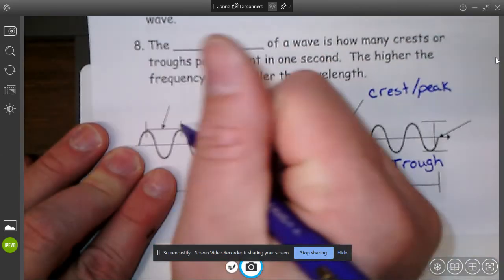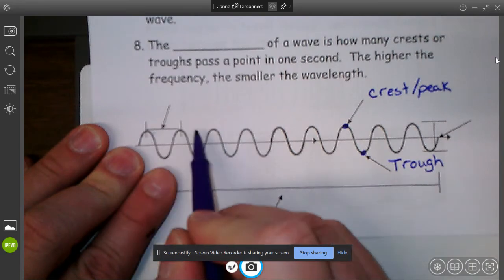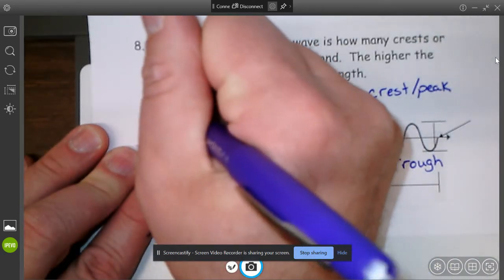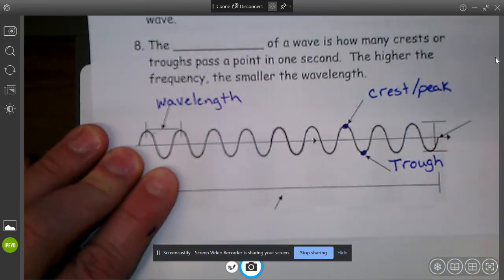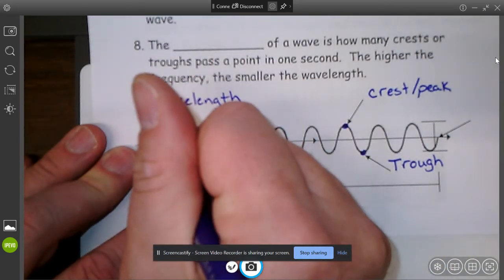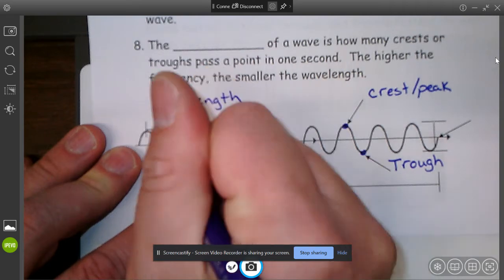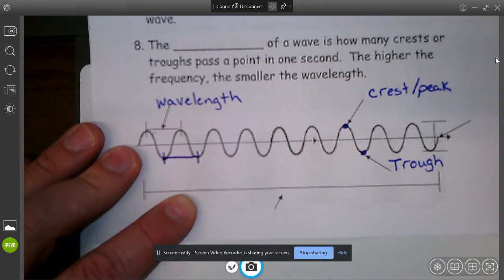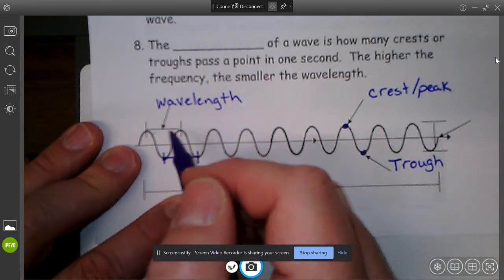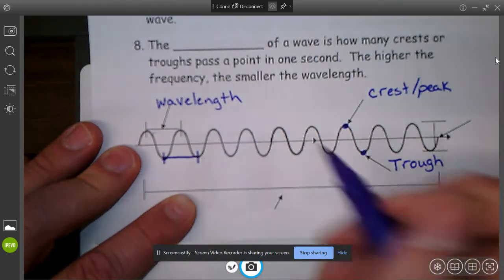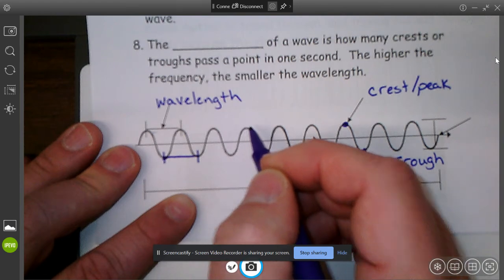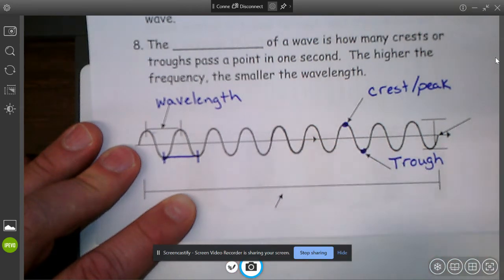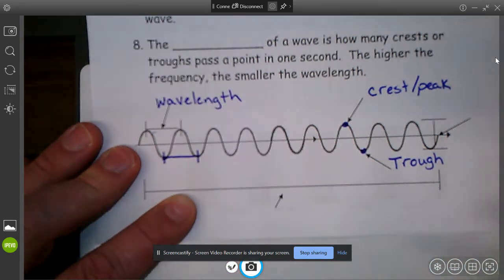So from one crest to another, so you see we're going from one crest to another, that's called a wavelength. It can also be one trough to another. We can go from here to here, and that's also a wavelength. So a wavelength's one crest to the next or one trough to the next. And it can be any two troughs or crests that are right beside each other. It can be from this one to this one or this one to this one. And the closer the wave is together, the more energy it has.